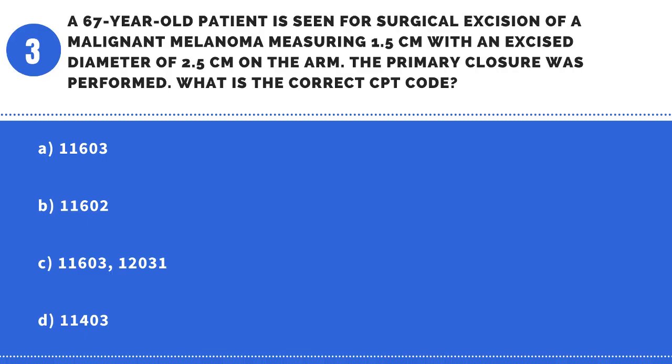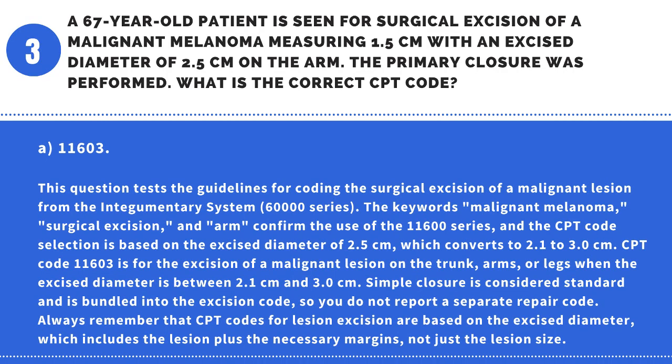D. 11403. Answer. A. 11603. This question tests the guidelines for coding the surgical excision of a malignant lesion from the integumentary system, 10000 series. The keywords malignant melanoma, surgical excision, and arm confirm the use of the 11600 series, and the CPT code selection is based on the excised diameter of 2.5 centimeters, which converts to 2.1 to 3.0 centimeters.